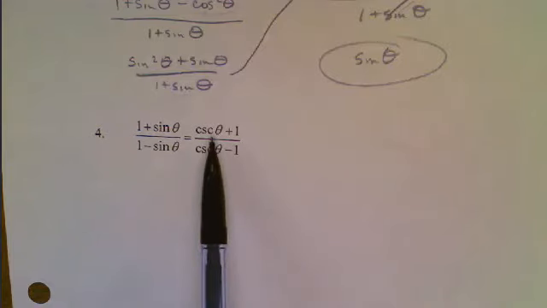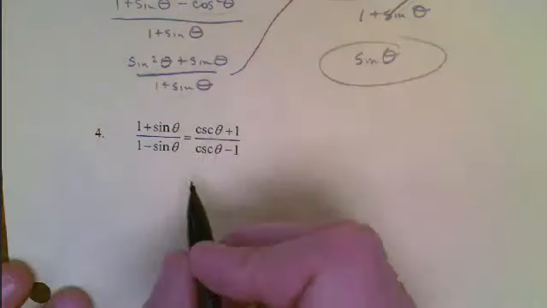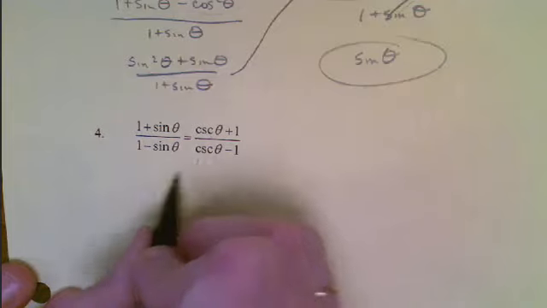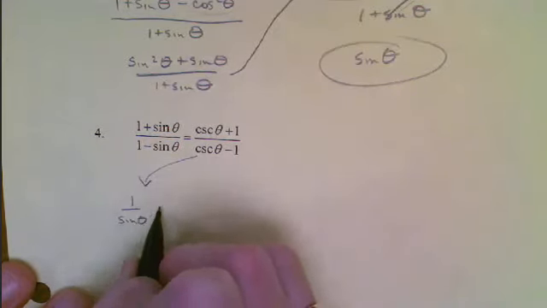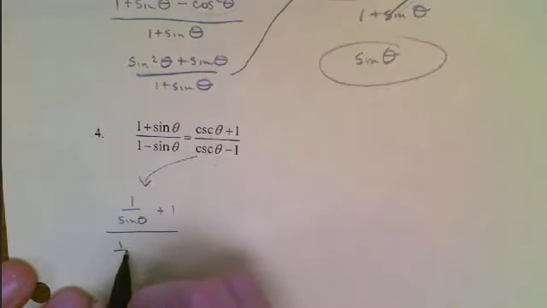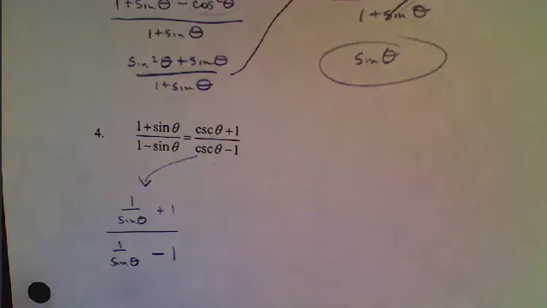And usually if you don't know what else to do, and there are no squares, put everything in terms of sine and cosine. So in 4, I said start with the right side, use reciprocal identities, which means cosecant is 1 over sine. So I'm going to start with this side, and I'm going to say that is equal to 1 over the sine of theta plus 1, over 1 over the sine of theta minus 1. Okay, that's what the cosecant is.